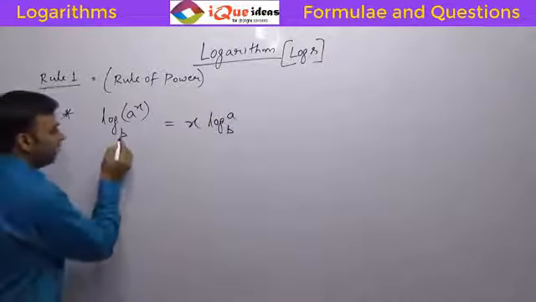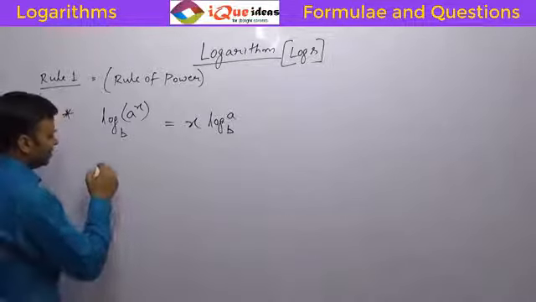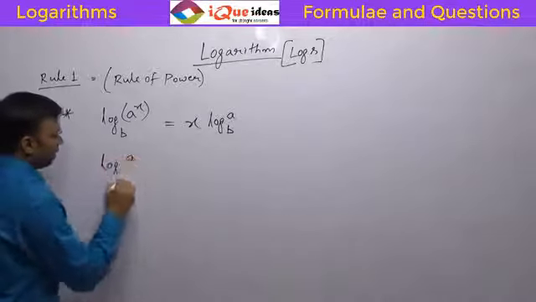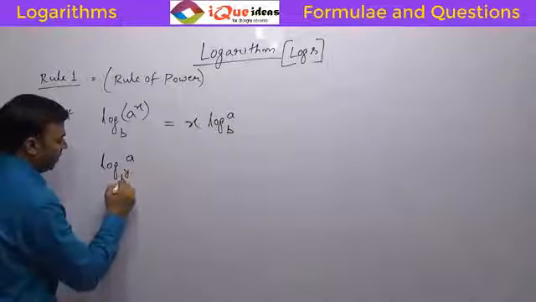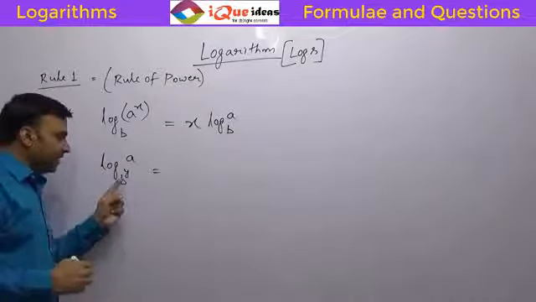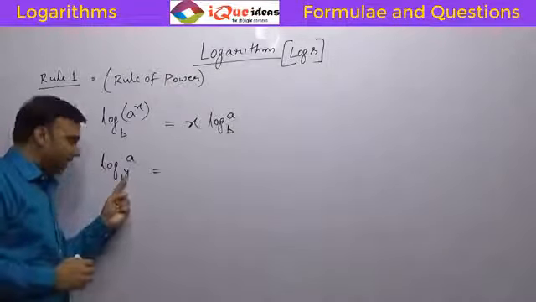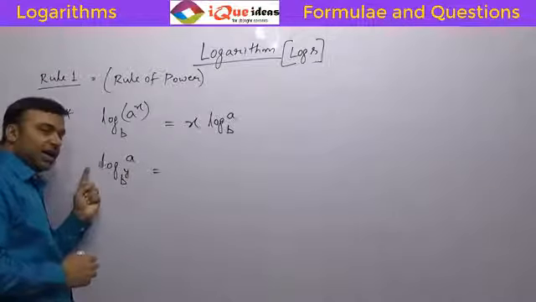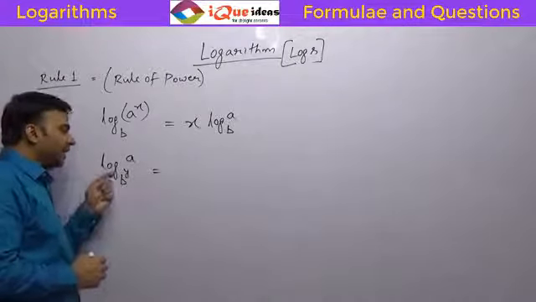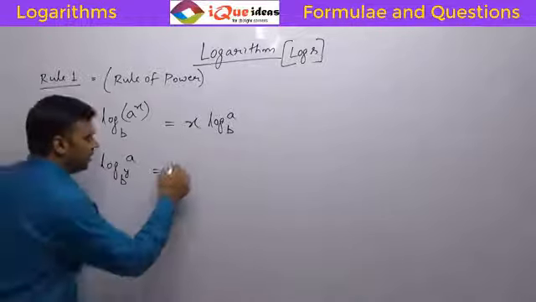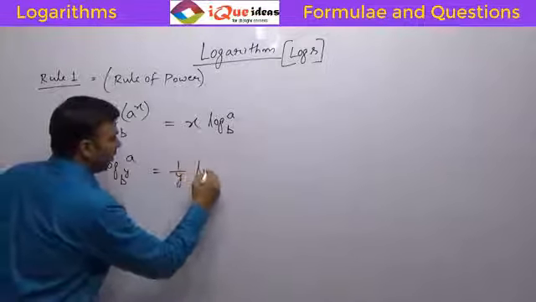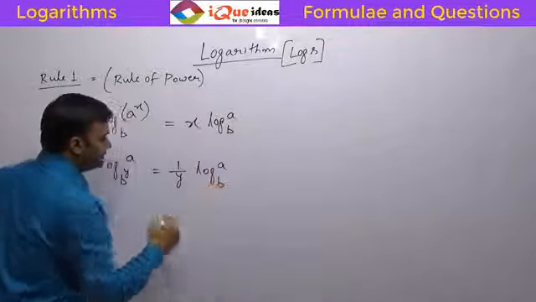Similarly, if there is a base which has some power, so let's say log of a to the base b to the power y. So what will happen? Even this power y, even if it is the power of base, can come outside. But when it comes outside, it comes in the denominator. So this can be written as 1 by y log a to the base b.